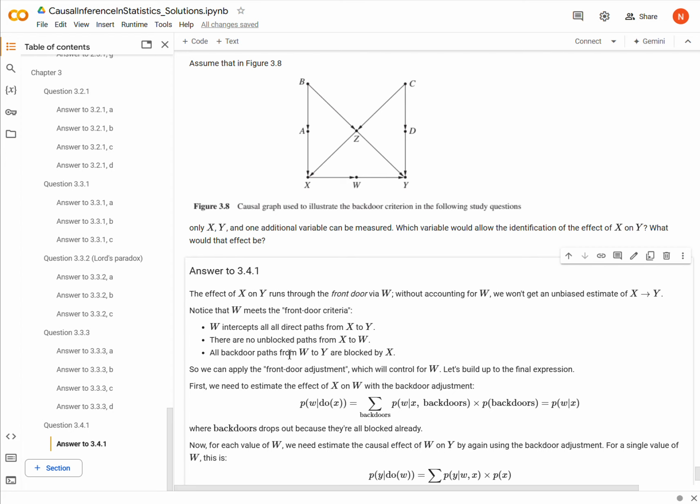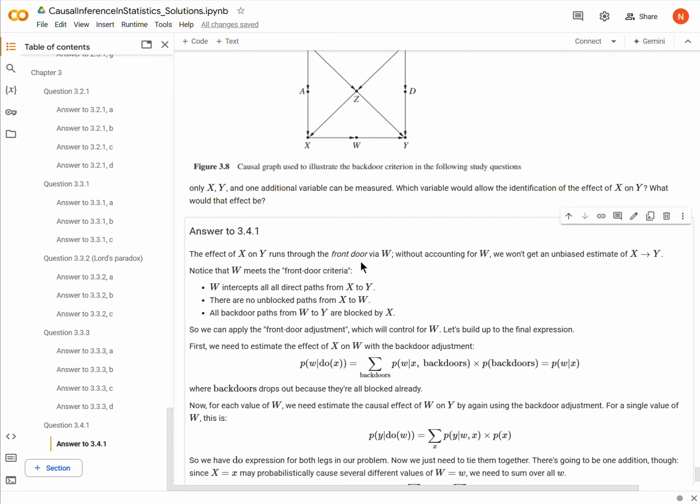And then all backdoor paths from w to y are blocked by x. There is a backdoor path that goes from w to y, but it all goes through x, so that path is blocked. So w meets our criteria for the set of variables that would allow for the front door adjustment.